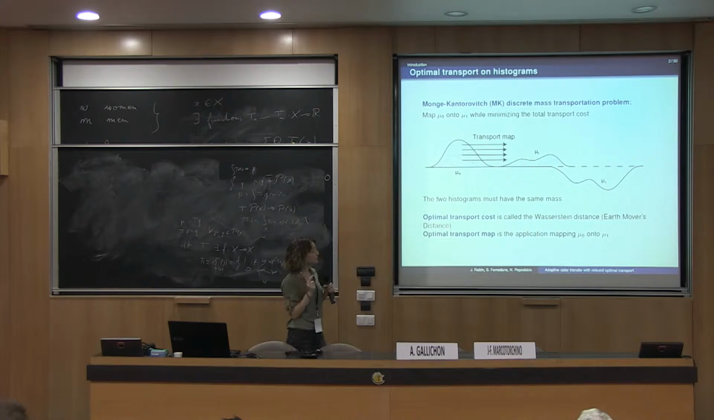There are two things that are important for us. On one hand, the optimal transport cost, so how much does it cost to take this distribution, mu0, onto mu1, and the optimal transport map. What is the map? How do we have to take mu0 onto mu1 to obtain this optimal cost?